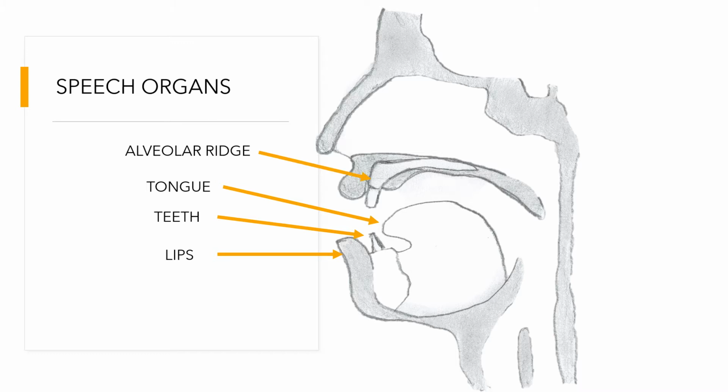Then we have the alveolar ridge. It includes the area between the front teeth and the hard palate. It helps us to produce alveolar consonant sounds.